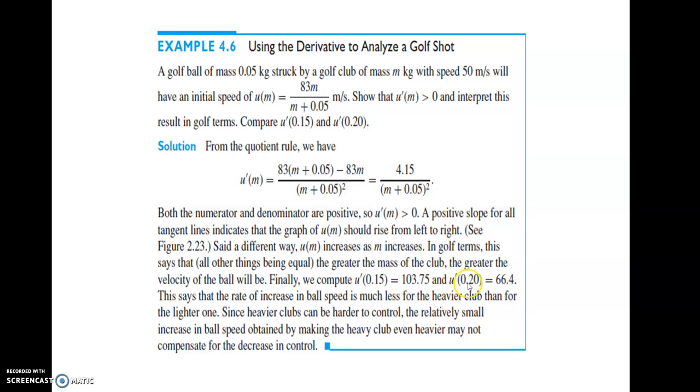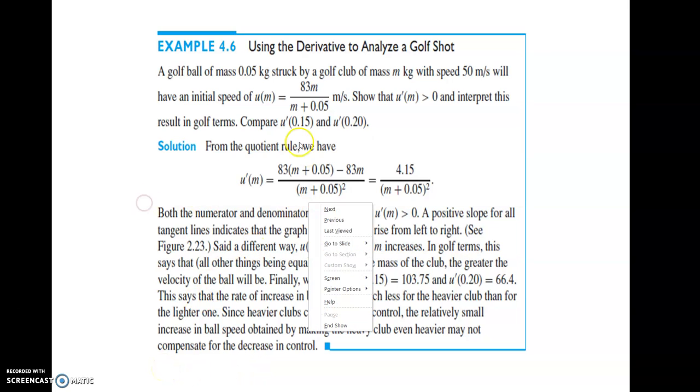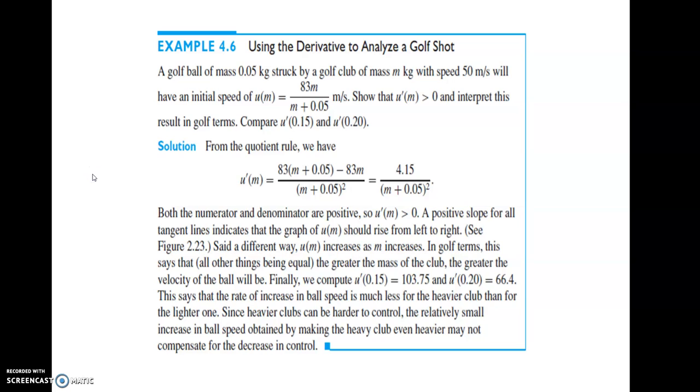That means if I take the greater mass, then the rate of speed increase is less, and if you take the lesser mass, the rate is more. That's the reason a heavier club can be harder to control. The relatively small increase in ball speed obtained by making the heavy club even heavier may not compensate for the decrease in control. So this is an example where we apply the derivative rules of the product or the quotient rule to find the answers.